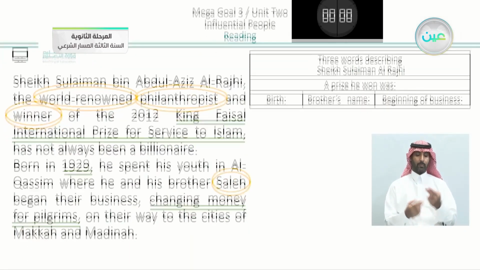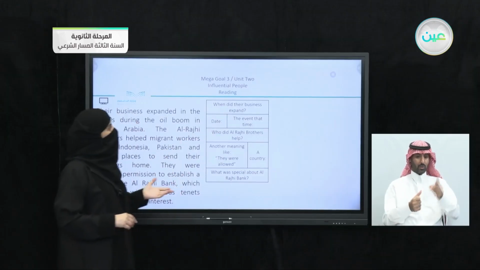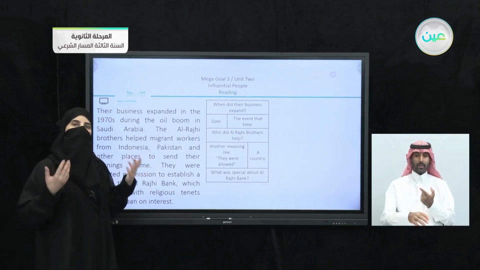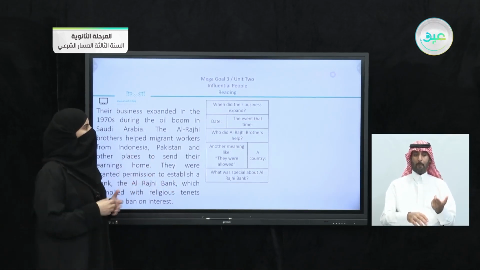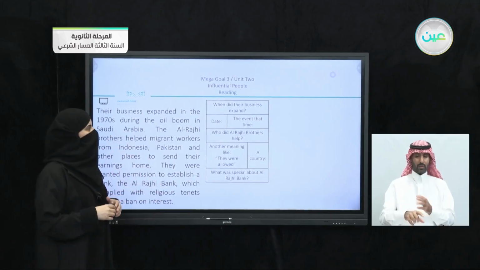Now, starting with the second part, we have here the questions. When did their business expand? A date. We have here the event at that time. So actually, the date and the event at that time is connected to the first question, which was when. So I'm asking for a time. When did their business expand? Look for the date and also the event.